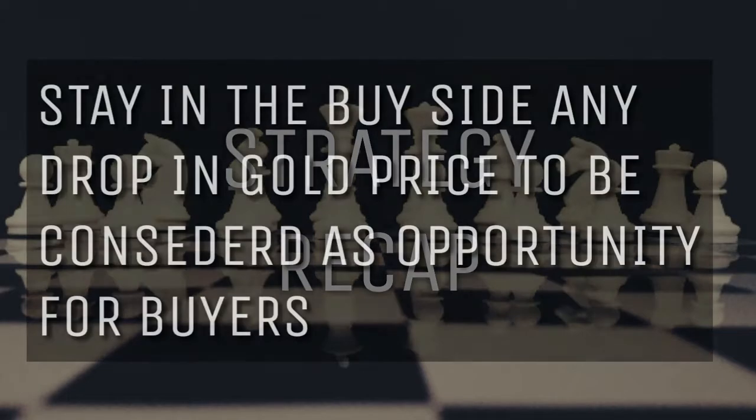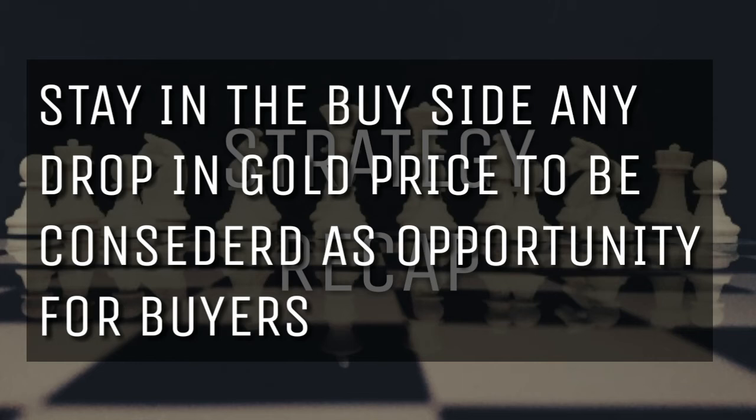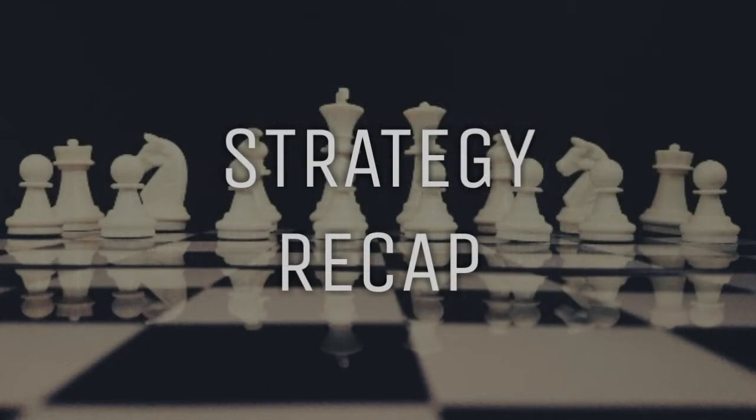For the fact, if the existing home sales came below forecast, we would have seen the gold trading above 1,320. But as a strategy recap, we said in the last episode, stay on the buy side for the gold, and any drop in the gold price is to be considered as an opportunity to enter the market as a buyer. That's all for the strategy recap.